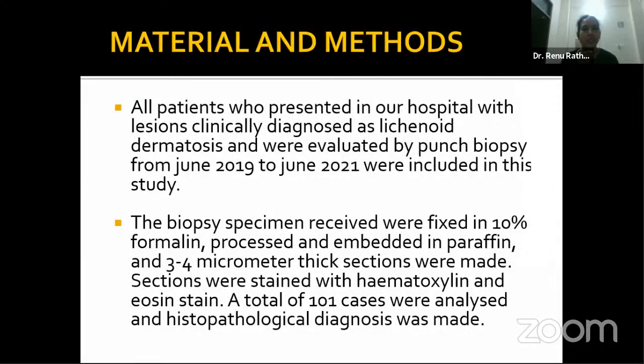All the patients who presented in our hospital with lesions which were clinically diagnosed as lichenoid dermatosis were evaluated by punch biopsy, and the time duration was from June 2019 to June 2021. These cases were included in the study, and the biopsy specimens which were received were fixed in 10% formalin. They were processed and embedded in paraffin, and 3 to 4 micrometer thick sections were made, and these sections were stained with hematoxylin and eosin stain, and a total of 101 cases were analyzed and histopathological diagnosis was made.